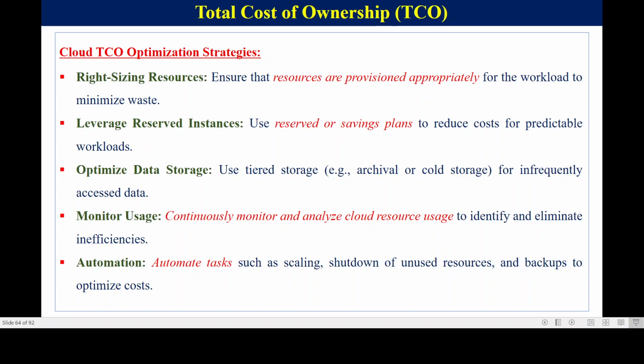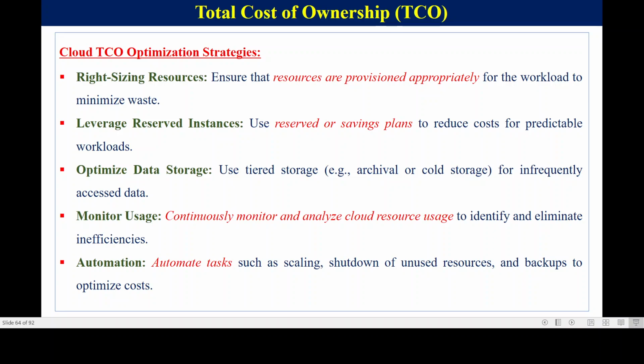The next one is use reserved instances. If workloads are predictable, organizations should purchase reserved instances and savings plans. This option provides significant discount compared to pay-as-you-go pricing. The next one is optimized storage. Not all data needs expensive high-performance storage. Frequently accessed data should remain in standard storage. Old or rarely accessed files should be moved to cheaper storage.